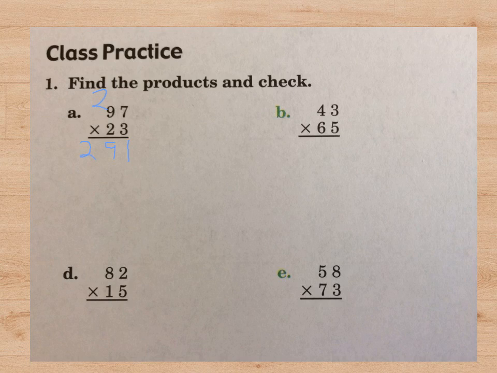2 times 7, and I need to put a 0 here. 2 times 7 is 14, carry a 1. 2 times 9 is 18, plus 1 is 19. Now we add this up. 1 plus 0 is 1. 9 plus 4 is 13. 1 plus 2 plus 9 is 12. And 2. And so we get 2,231. Let's check it. Make sure we did it correctly.